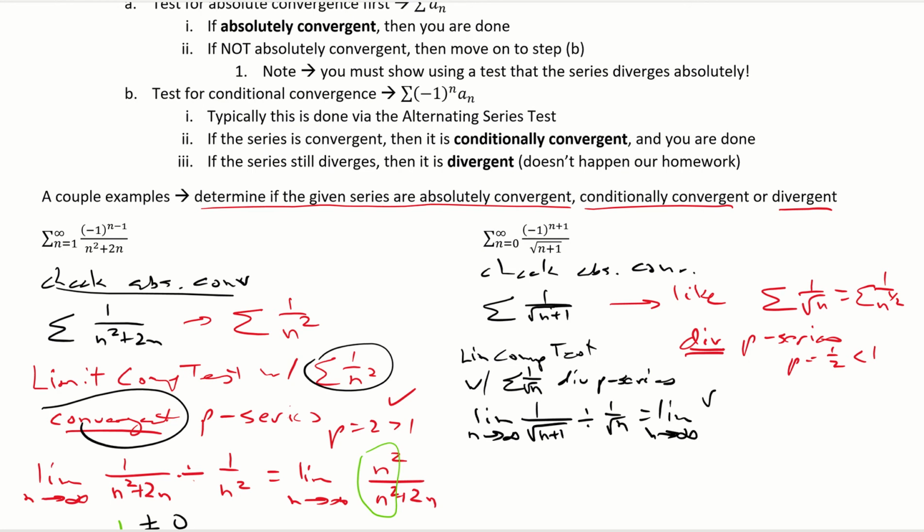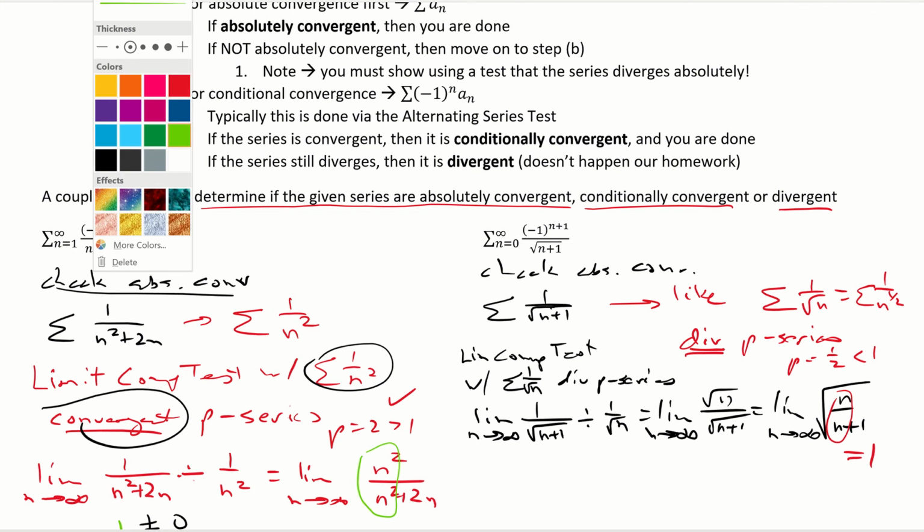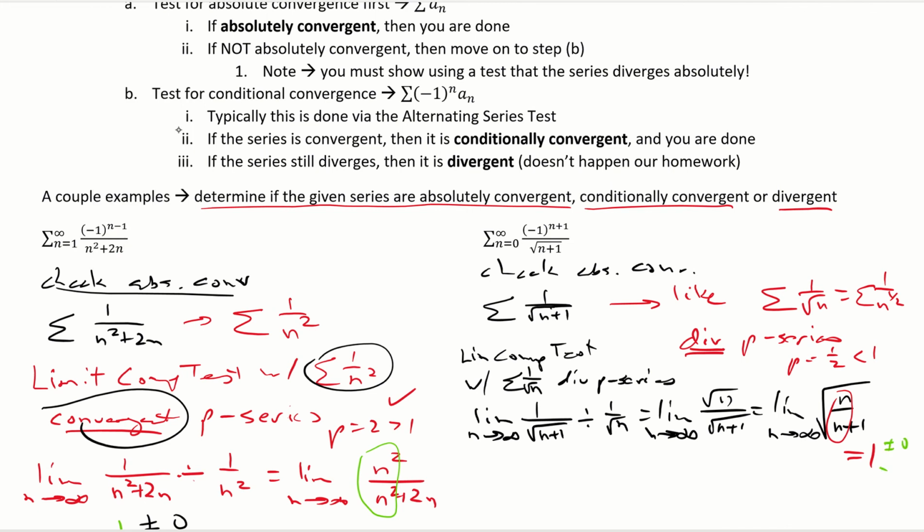I've got square root of n over the square root of n plus 1. If you want to, you can go limit as n goes to infinity of big ol' square root n over n plus 1. And what we're finding is that this limit is 1. So what? So it's not 0. It's not infinity. The two series do the same thing. Since the p-series diverges, this implies the series 1 over square root of n plus 1 diverges.